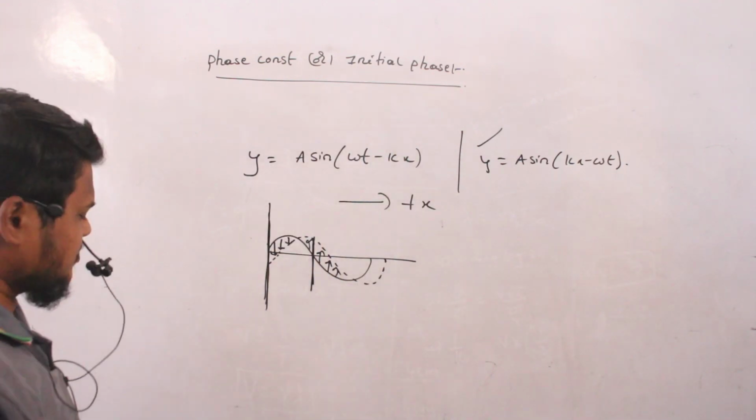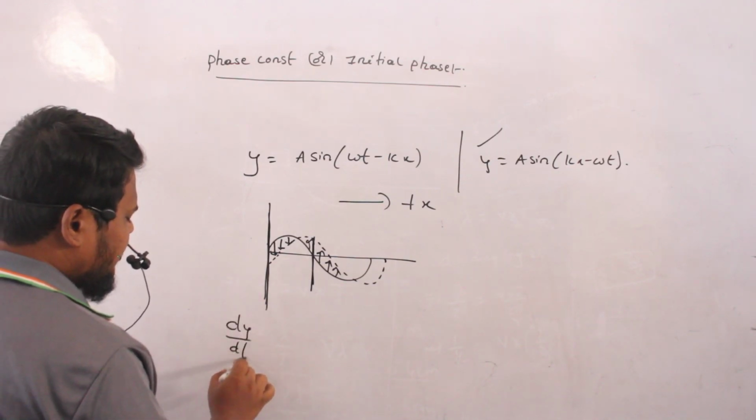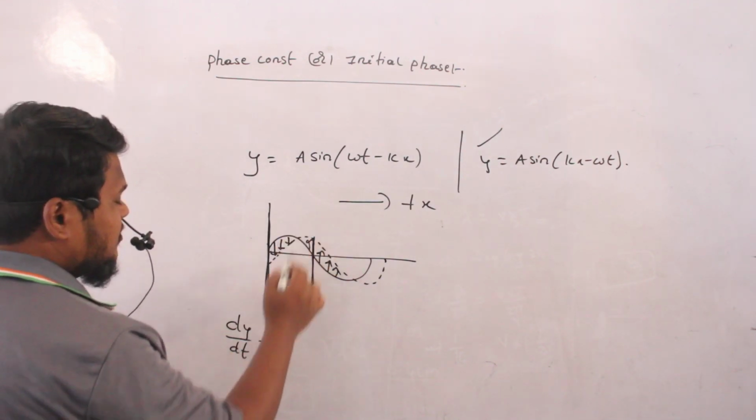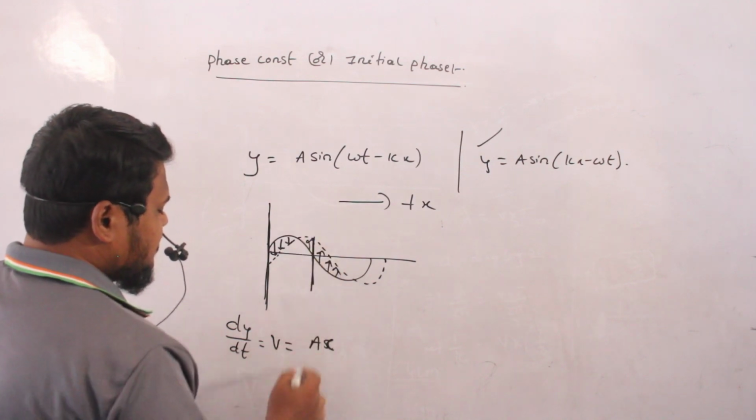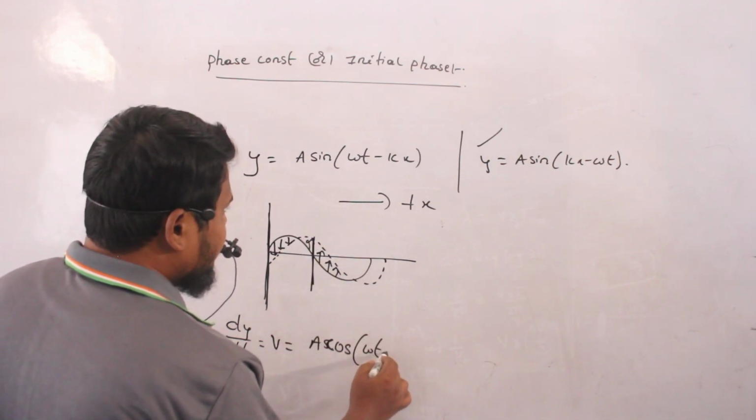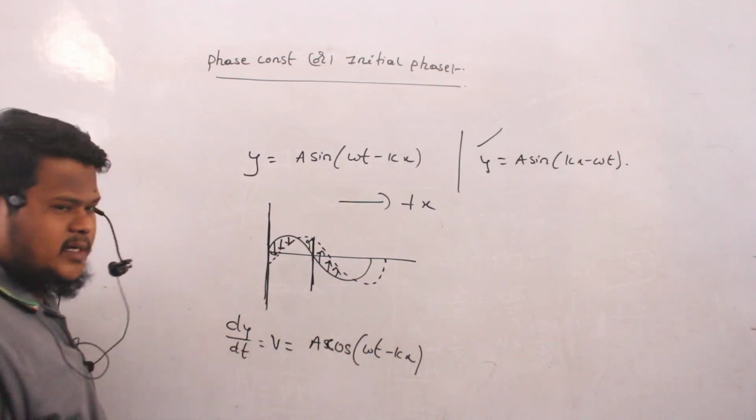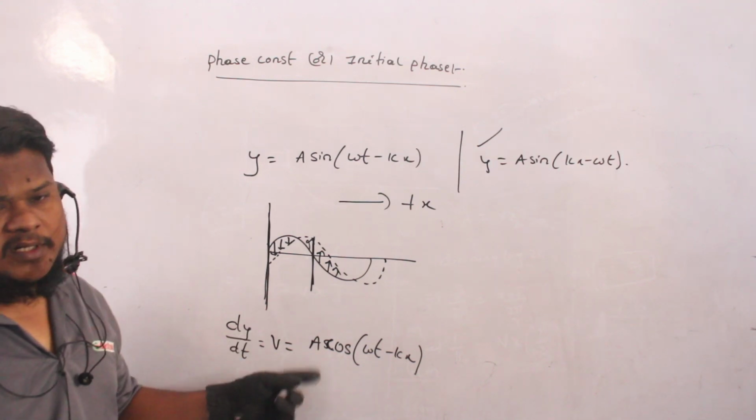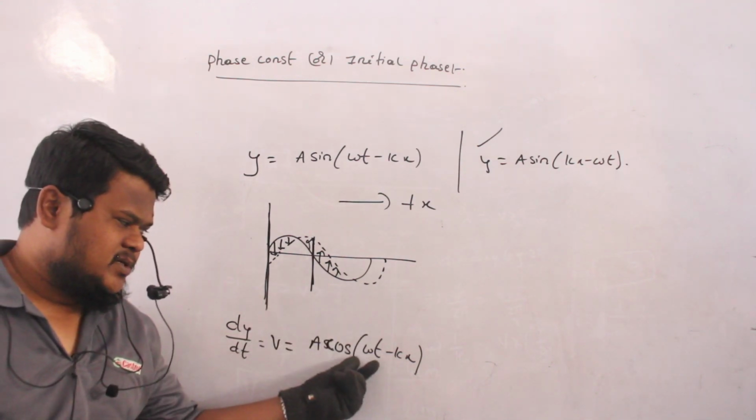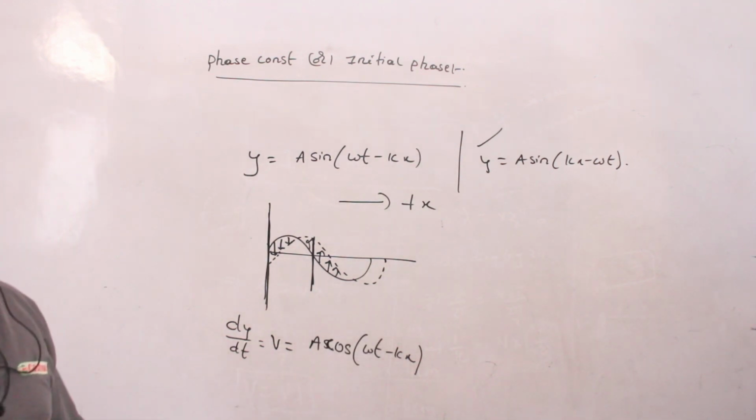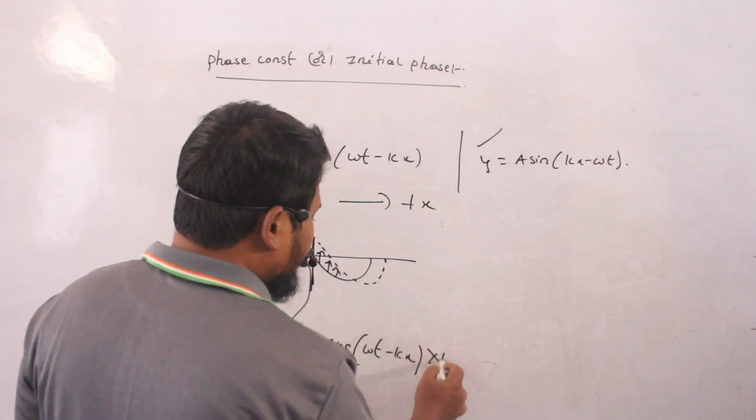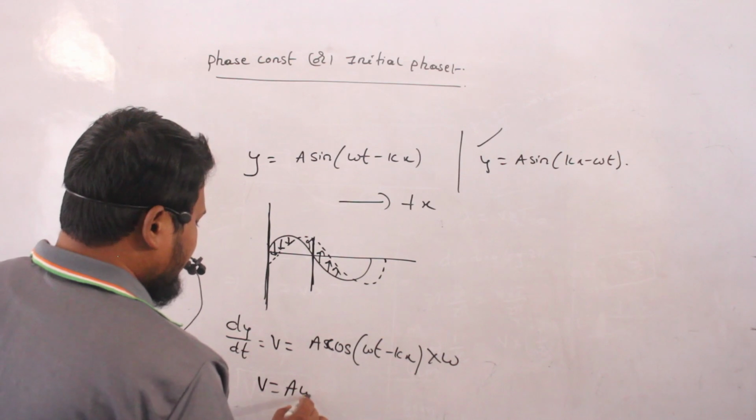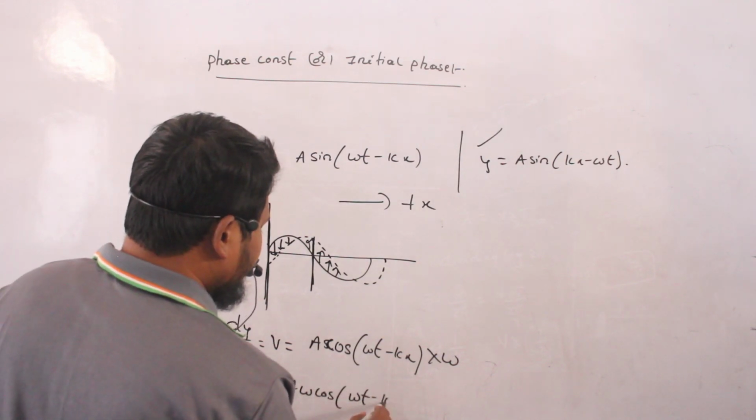Now this equation y is equal to a sine (omega t minus kx), if I differentiate it with respect to time, what relation will I get? So v is equal to a cos (omega t minus kx). Clear now? I have differentiated only the sine function here, but we are differentiating with respect to time, so all the time terms also I have to differentiate. What is the time term here? Omega t is the time term. So if you differentiate this with respect to time, d by dt of omega t, then I will get omega. Therefore v is equal to a omega cos (omega t minus kx).